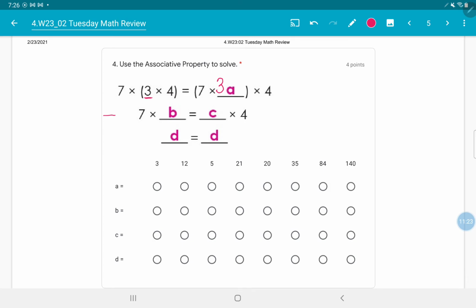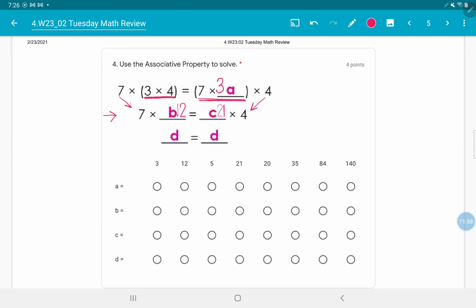Now I'm going to go down to my second row. I'm solving what's above it. The parentheses here tell me I need to do 3 times 4 first. So 3 times 4 is 12. B will be equal to 12. And I'm just moving this 7 down. That's the next step that we'll do. On the right side of the equal sign, I need to solve what's in parentheses first. So we'll do 7 times 3, which is 21. And we're just moving this 4 down. We'll do that in the next step.